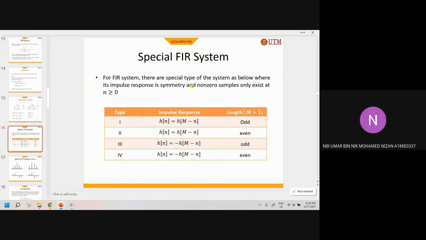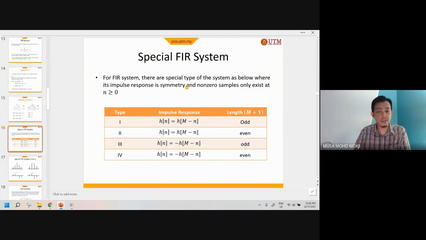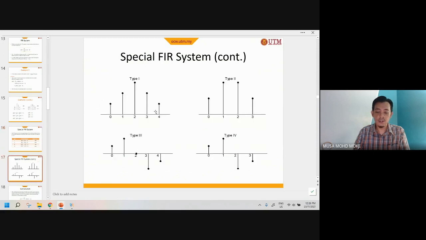Okay, this one. Special FIR system. Last time, if you remember, we skipped this one. So now we're going to look at it, because this is very special, and this is actually our target. This is our target, to have this kind of FIR system. So this is type 1, type 2, type 3, and type 4.